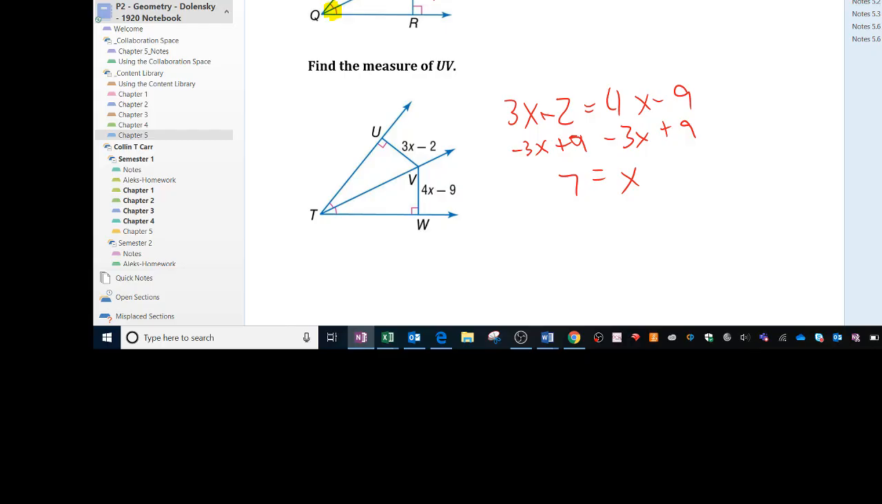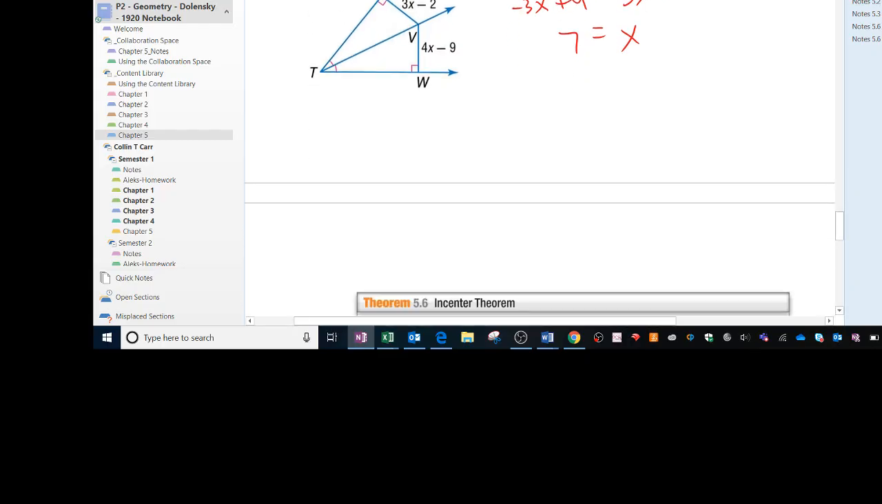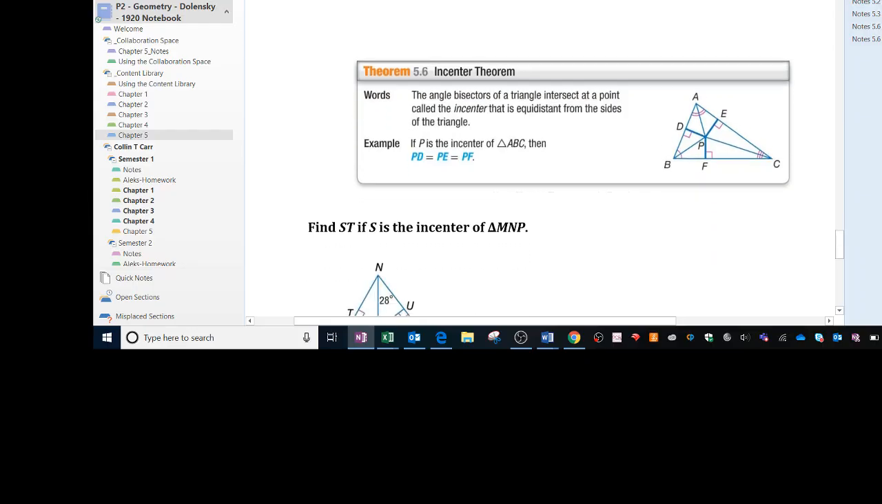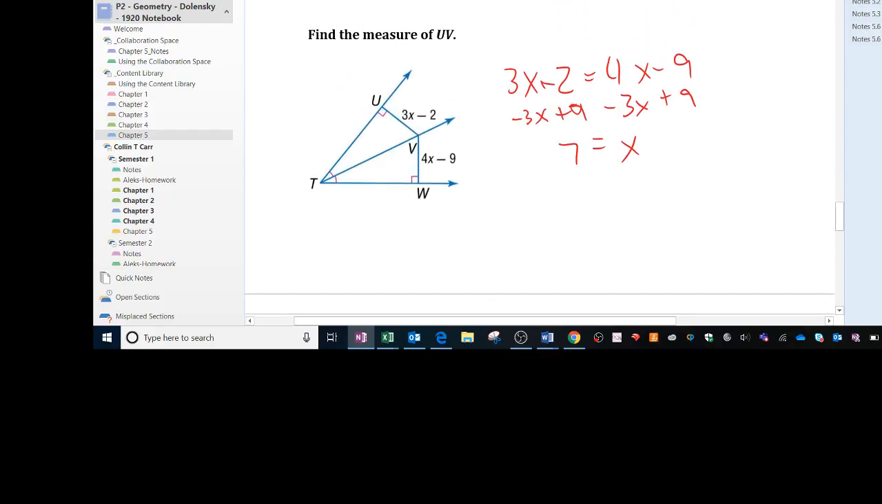All right, last part to talk about. So this is the incenter, okay? Oh, it said find the measure of UV, thank you. So we take 3 times 7 minus 2, so 21 minus 2 is 19 for UV.